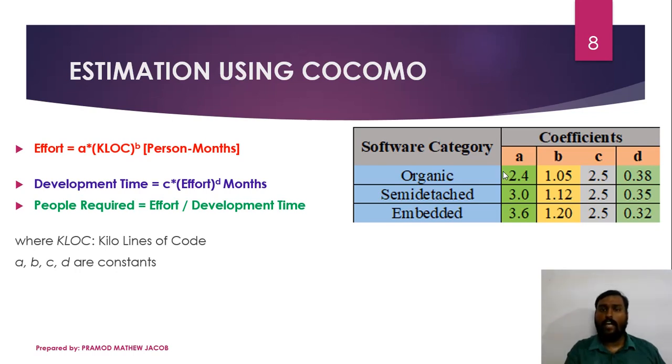The C value is actually the same for all the 3 categories of software. It will be 2.5. You can even write the development time equation as 2.5 into effort the whole raised to D months, because the C value is the same for all the 3 categories of software. Next, D. D is 0.38 for organic, 0.35 for semi-detached, and 0.32 for embedded. You have to learn this table by heart for estimating the cost of a software product.